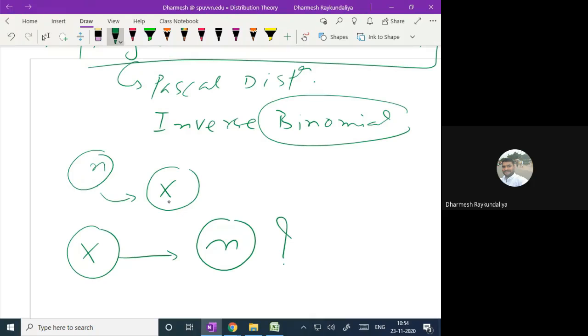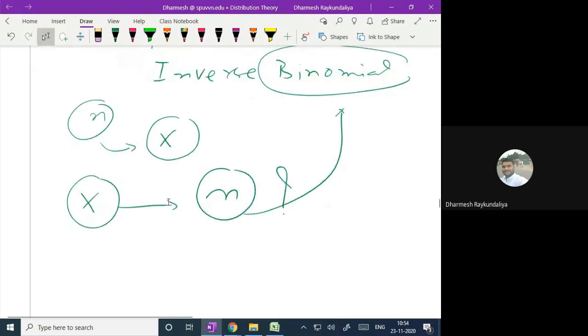And whenever you wish to use such kind of models, then we have to go for the negative binomial or inverse binomial. Especially in survey sampling, it has a lot of application, where we know that we wish to achieve this many successes. Now, to obtain this many successes or the proportion of success, how many trials or how many respondents do we need to observe, we need to study? That can be identified through the inverse binomial or the negative binomial distribution.